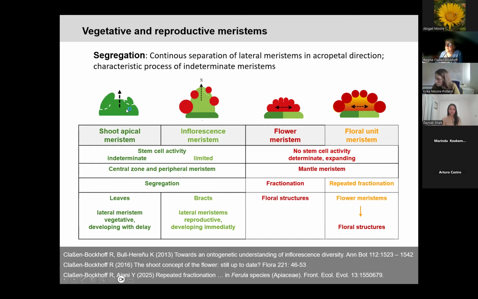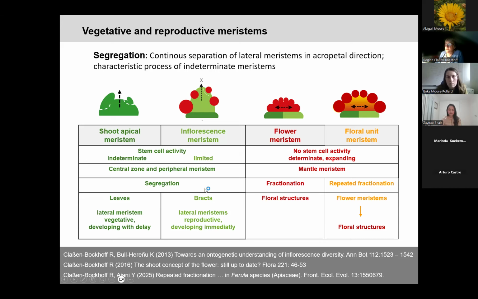In contrast, inflorescence meristems share more characters with shoot apical meristems. They are both open, have stem cell activity, have a central zone with peripheral meristems, and continuously segregate lateral meristem parts, which will develop into bracts and flowers or into leaves. The inflorescence meristem differs from the shoot meristem in its limited activity and in the axillary meristems, which are always reproductive and develop immediately, whereas in shoot meristems, they develop with delay.